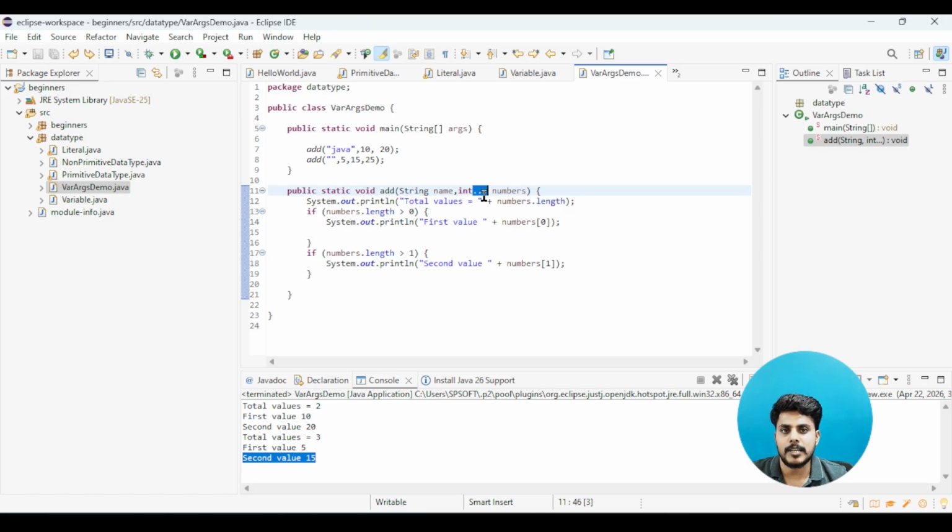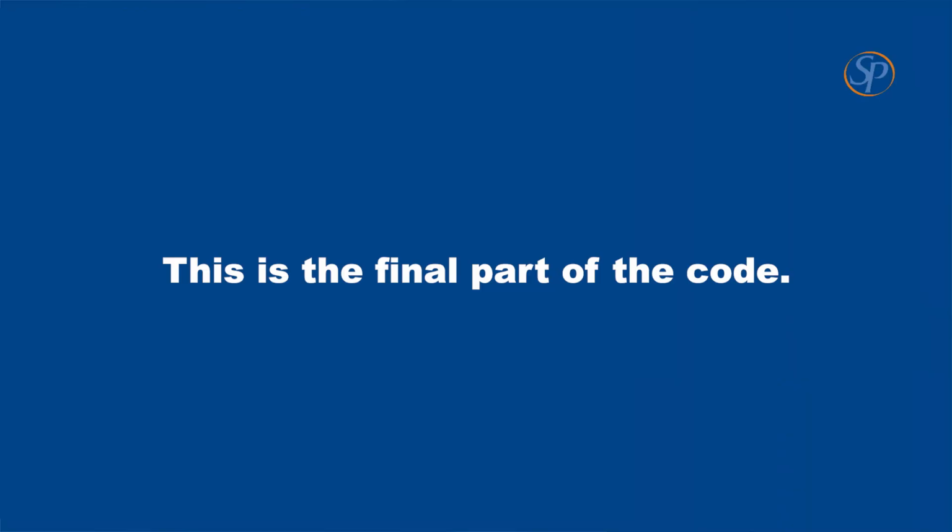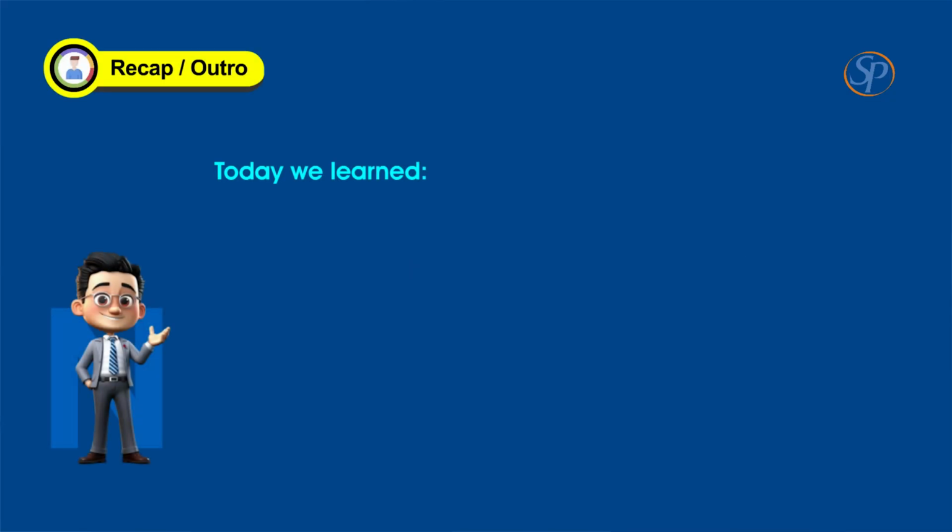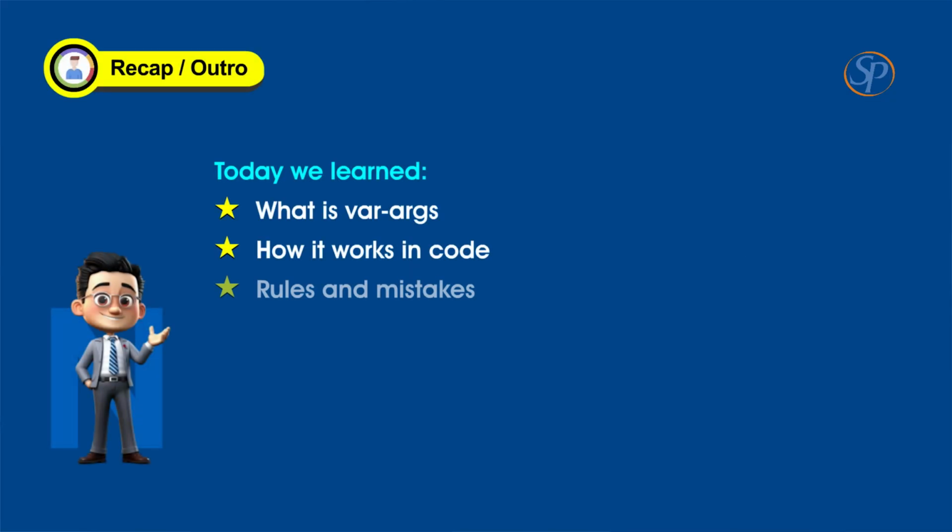Now let's see some of the best practices. Use Var-Args when values are not fixed. Keep methods simple and use meaningful names. So, this is the end of code part. Today we learned what is Var-Args, how it works in code, rules and mistakes.